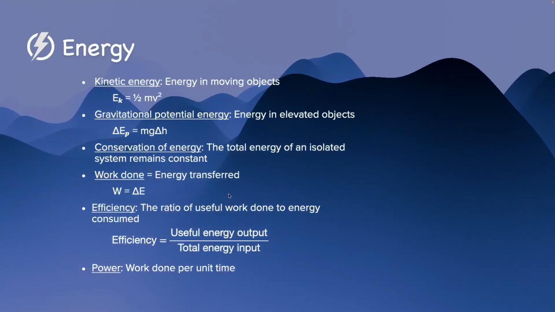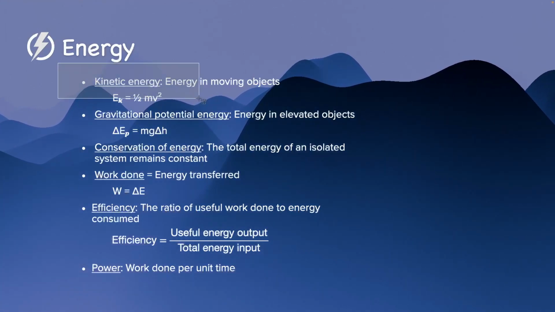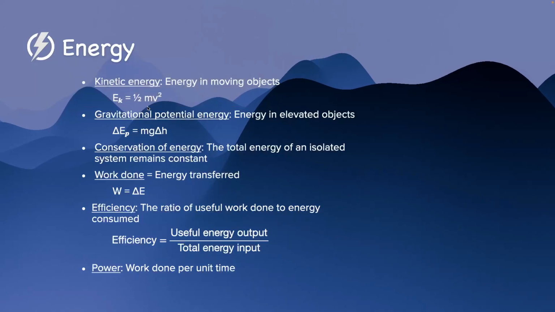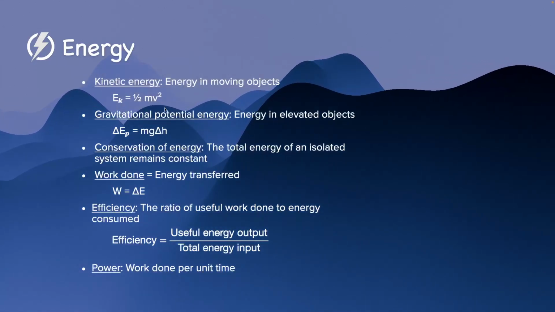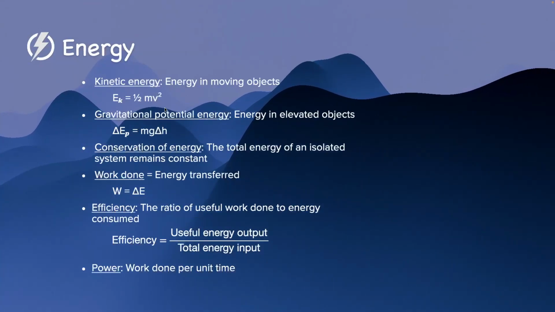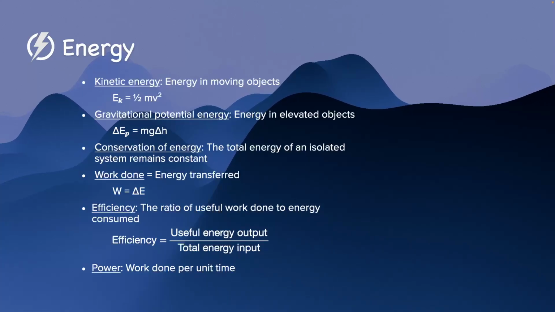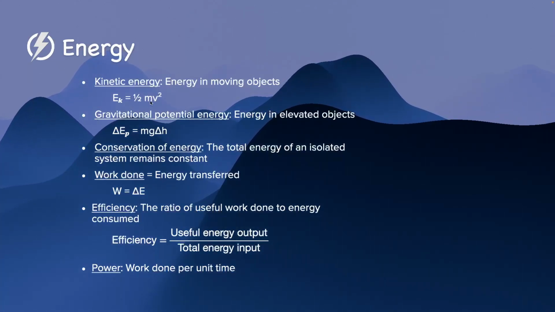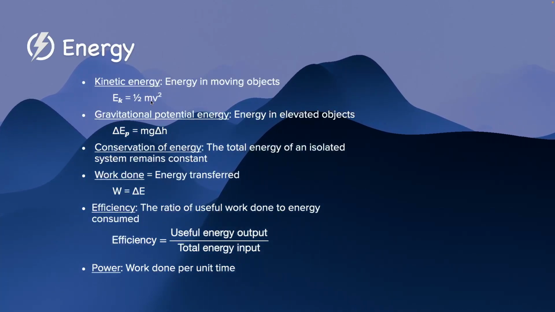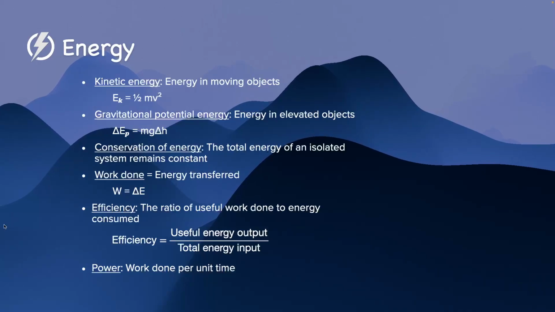These are the equations and facts about energy that you need to know about. Kinetic energy is energy in moving objects. As I told you, the formula is half times mass times velocity squared. So for example, if there's an object of 1 kilogram moving at 10 meters per second velocity, the kinetic energy would be 1 times 10 squared divided by 2, which is 50 joules.